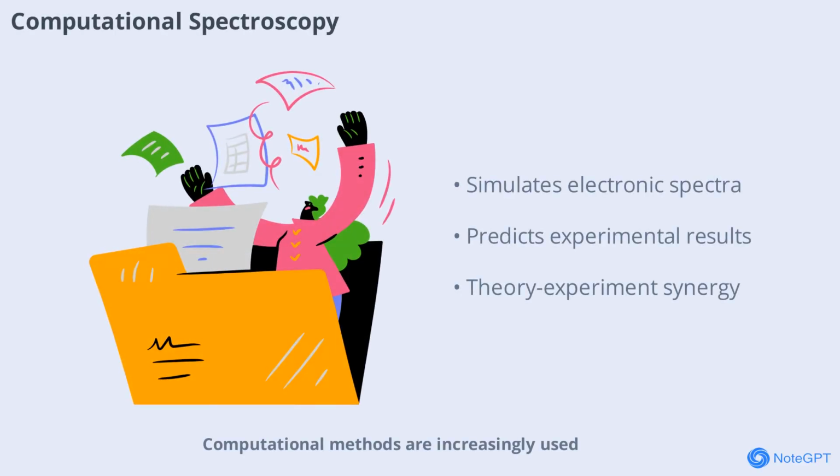Computational methods are increasingly used to simulate and interpret electronic spectra. By modeling the electronic structure of molecules, scientists can predict spectra and compare them with experimental data. This synergy between theory and experiment accelerates discovery and helps explain complex observations.